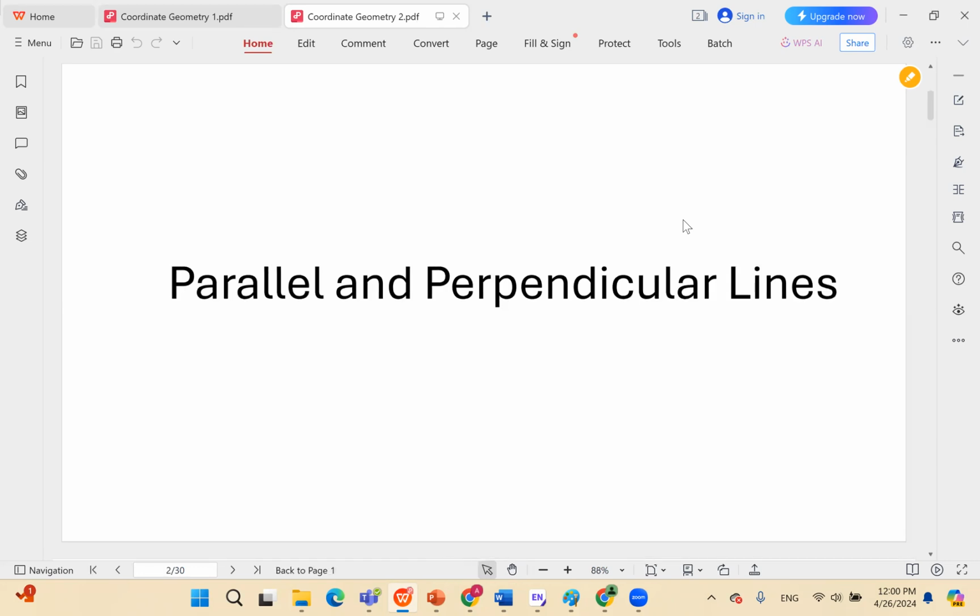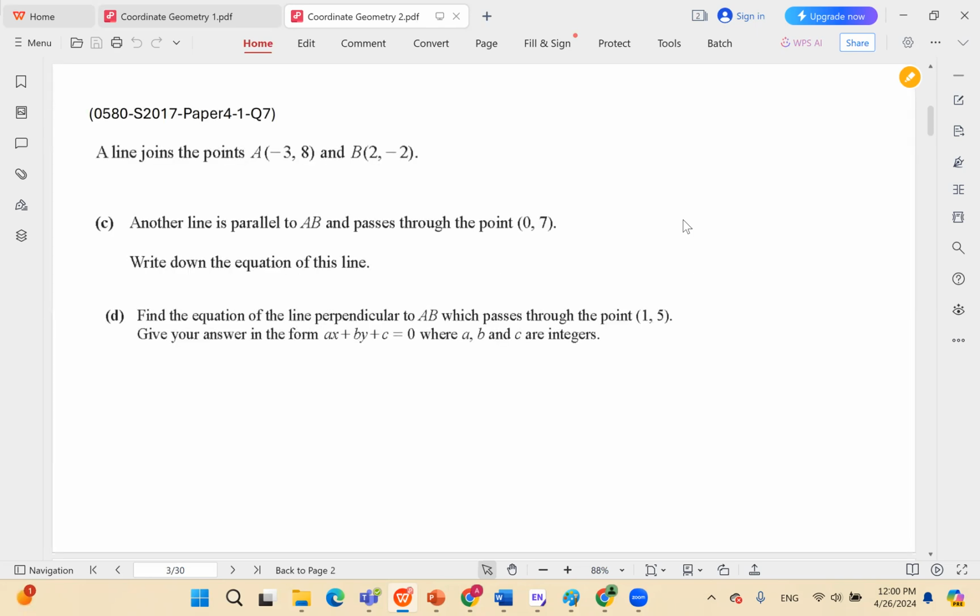We shall begin with parallel and perpendicular lines. A line joins the points A and B. Another line is parallel to AB, passes through the point (0, 7). Write down the equation of this line. So parallel lines have the same slope. So another line is parallel to AB. This means it has the same value of m, or the same slope or gradient.